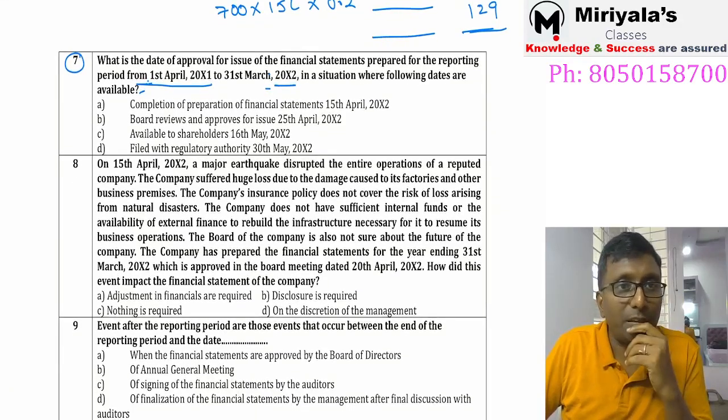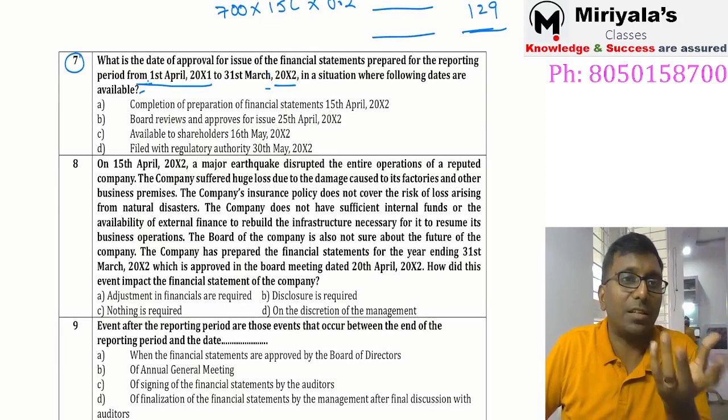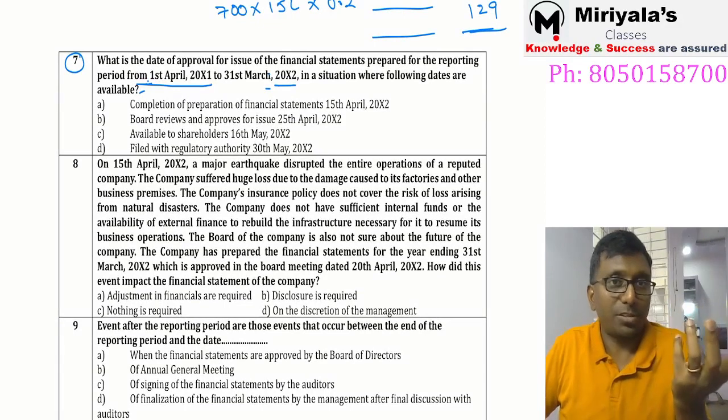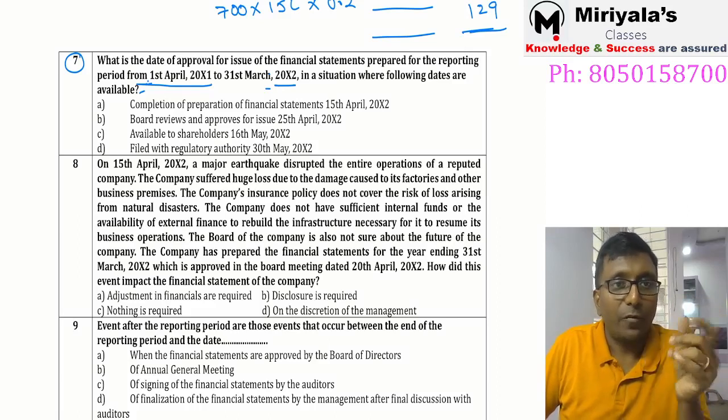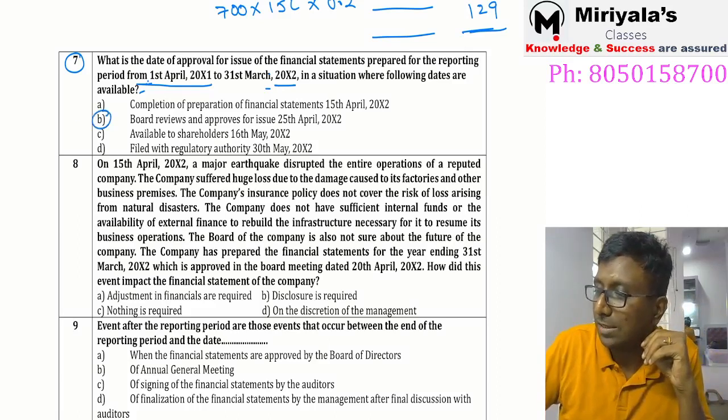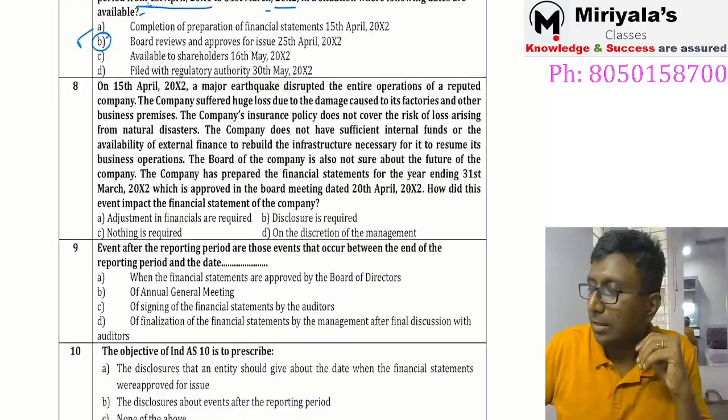Yeah, B. Board reviews and approves. That's all. Available to shareholders, why do I bother? Completion of preparation of financial statements, I don't care. Filed with MCA, where did it say? Correct. Now, obviously, board approval. This is a straight and simple question. Right. Next.